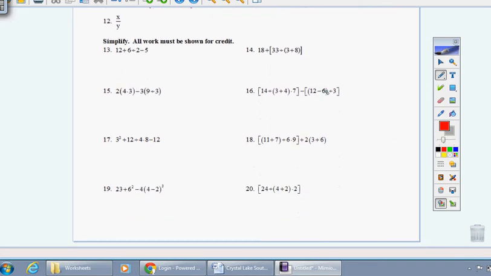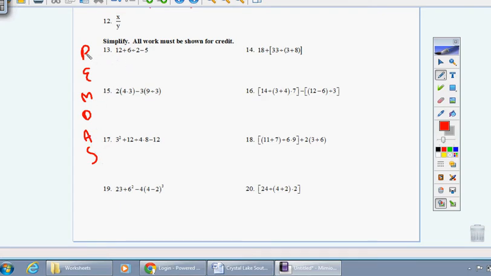Alright, let's go to some order of operations problems now. I have 12 plus 6 divided by 2 minus 5. Okay, well, again, let's write please excuse my dear Aunt Sally, so we can refer to that. Just remember, multiplication and division go hand in hand. Multiplication's not necessarily first. Same thing with addition and subtraction. Addition's not necessarily first. We always go left to right.